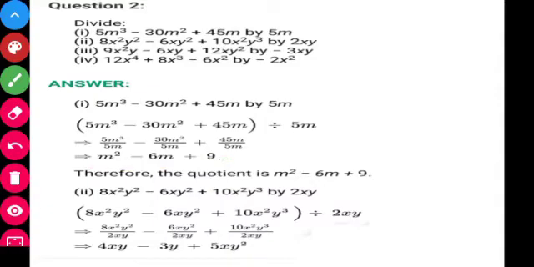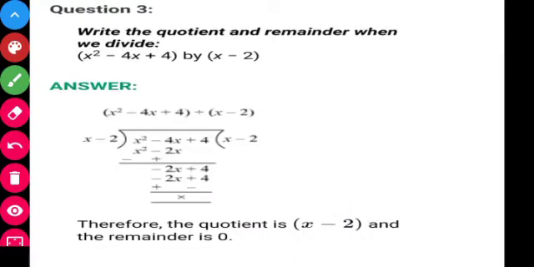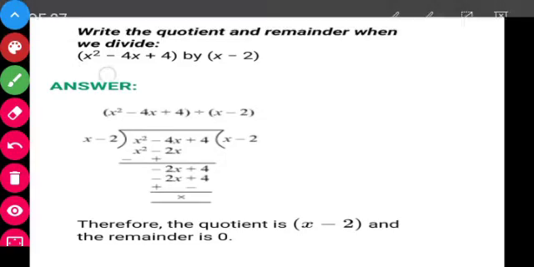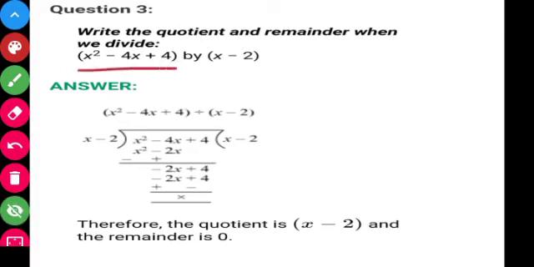Now come to the next question. Question number 3. Write the quotient and remainder when these are divided by this. Now this is a polynomial divided by a polynomial. In question number 1 we divided monomial by monomial, and in question number 2 polynomial by monomial. Now how to divide a polynomial by a polynomial? This is very important. To divide this, we will divide like a number division.